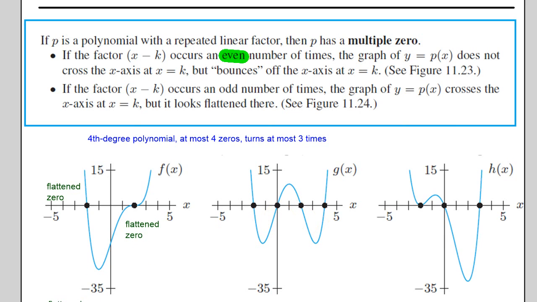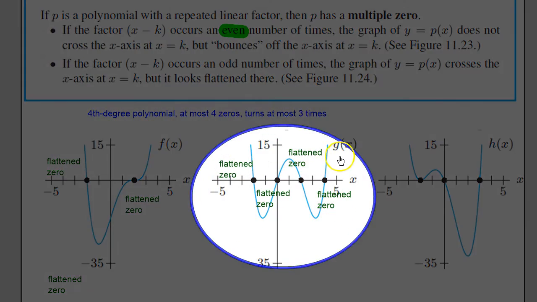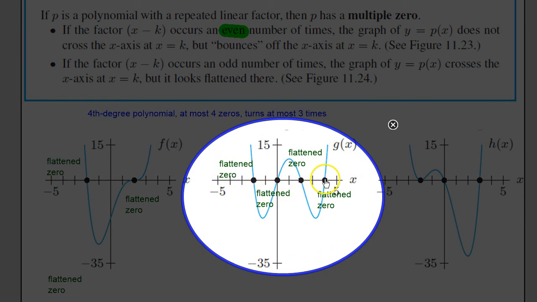Over here in this graph, which is g of x, we can see we have 4 zeros, which makes sense because it's a degree 4 polynomial, so it can't have more than 4. And all the zeros are flattened zeros, which means that their linear factors have an odd power, which makes sense because the odd power must be 1 for each of these.